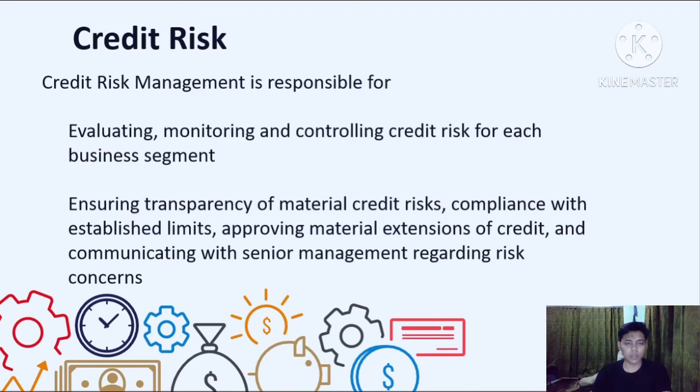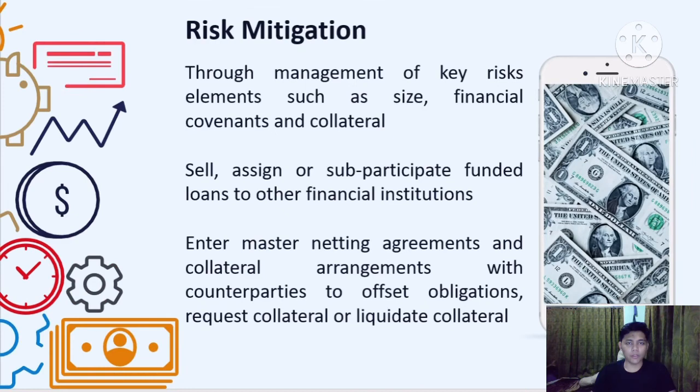And for credit risk management activity, it has to ensure transparency of material credit risks, compliance with the established limits, approval of material extensions of credit, and communication with senior management regarding risk concerns. The credit risk function also has to link with other departments and other management, to make sure that credit risk can be mitigated better than before. So that is the concept of Morgan Stanley, communicating with senior management regarding risk concerns.